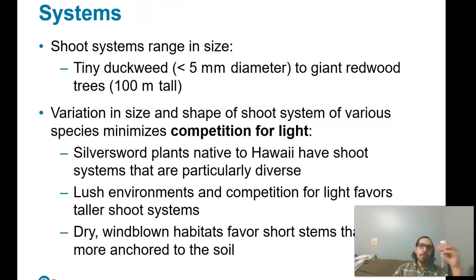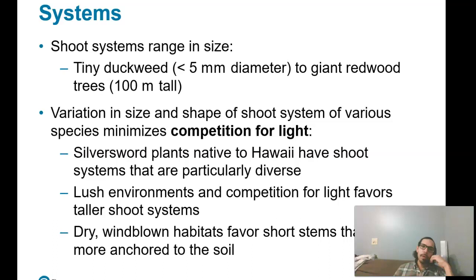So the shoot systems, they can range in size from a tiny duckweed that's less than 5 millimeters in diameter to a giant redwood, which is around 100 meters tall. So the variation in size and shape of the shoot system of various species of plants minimizes the competition for light.